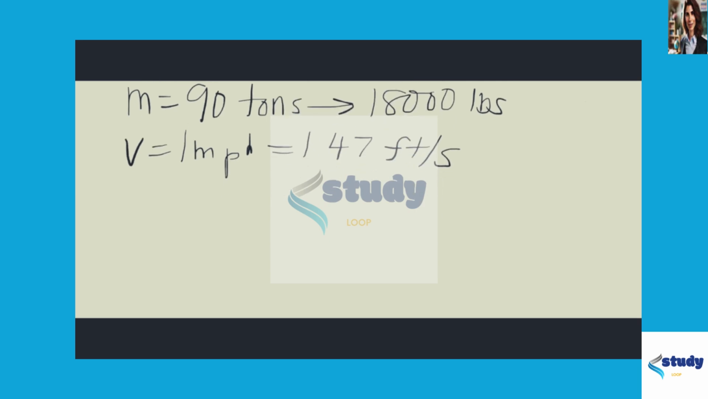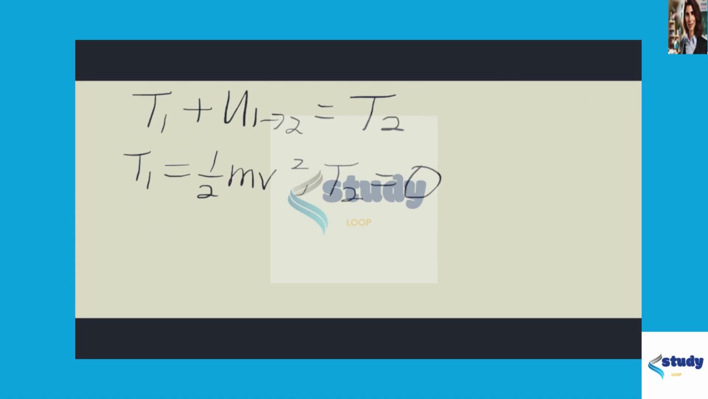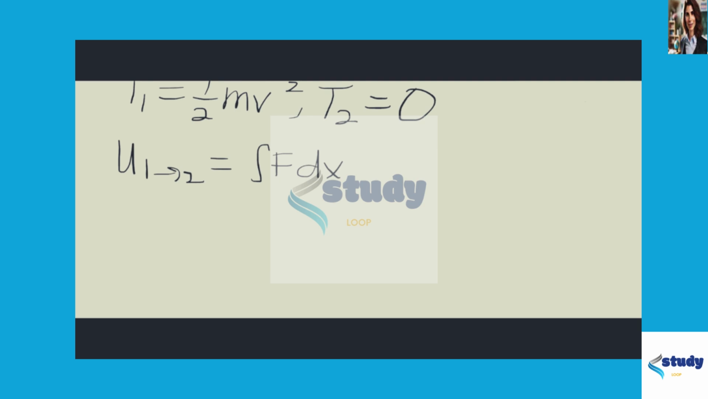Now we know that the relationship between work and kinetic energy is as follows. The initial kinetic energy plus the work that's done is equal to the final kinetic energy. The initial kinetic energy is simply 1/2 mv squared, and the boat is brought to rest, so the final kinetic energy is 0. Now U12 is simply the integral of force acting over a distance. We know the expression for force is 60,000x, so U12 is simply the integral from 0 to x of 60,000 x dx.